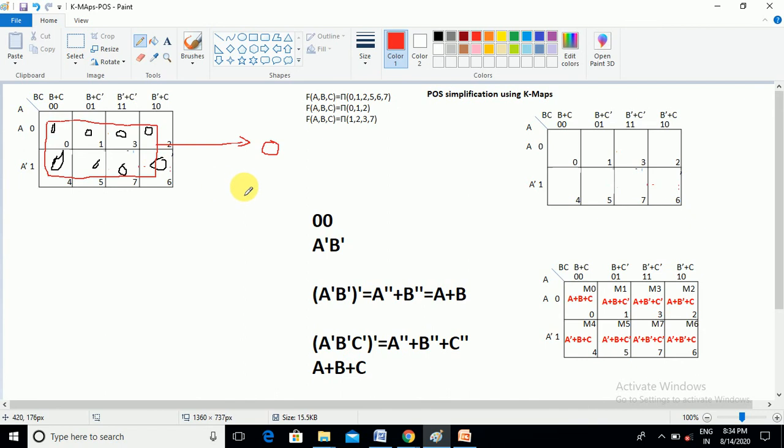Okay, so this is a brief discussion about the 3 variable POS format K map simplification. In the next video we will discuss the 4 variable.